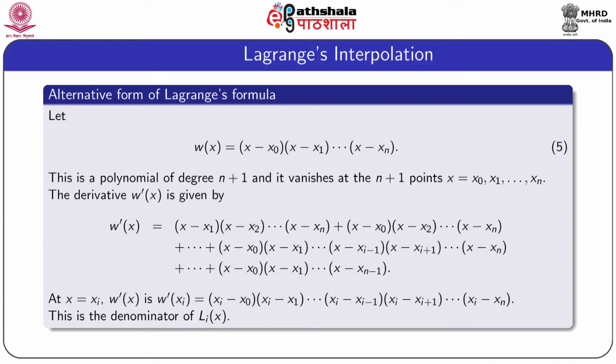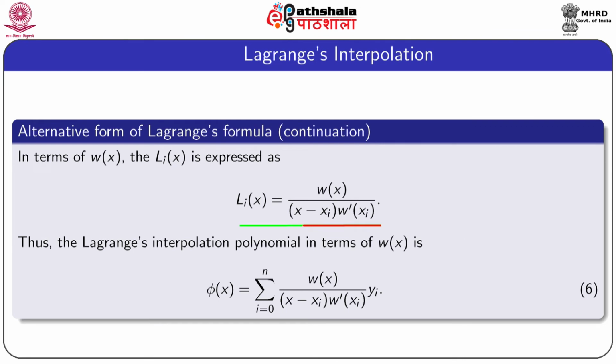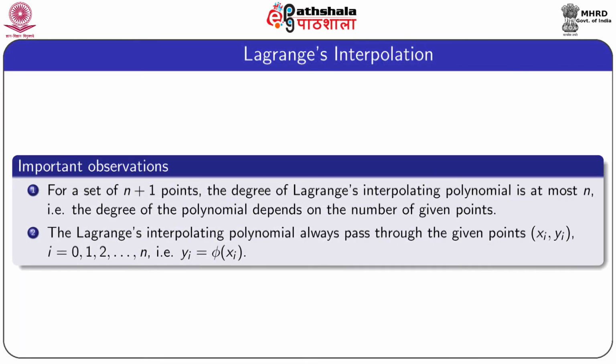So, using this notation the Lagrangian function Li(x) becomes W(x) by (x - xi) into W'(xi). So, this is a very simple expression to represent Li(x), the Lagrangian function, and in terms of this notation the Lagrangian polynomial phi(x) equals the sum for i equal to 0 to n of W(x) by (x - xi) W'(xi) into yi. Note that for a set of n plus 1 points, the degree of the Lagrangian interpolating polynomial is at most n. That is, the degree of the polynomial depends on the number of given points.